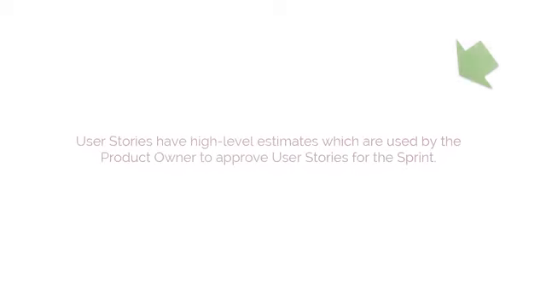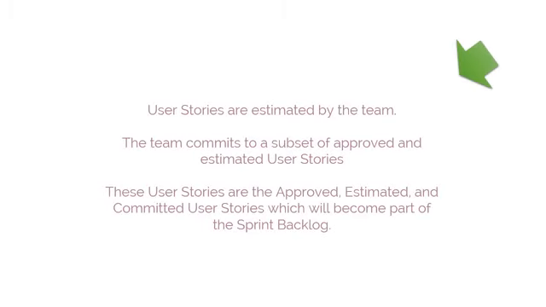The user stories which are input to this process have high-level estimates which are used by the product owner to approve user stories for the sprint. Once approved, the user stories are estimated by the team. After estimation, the team commits to a subset of approved and estimated user stories that they can complete in the next sprint. These user stories are the approved, estimated, and committed user stories, which will become part of the sprint backlog.